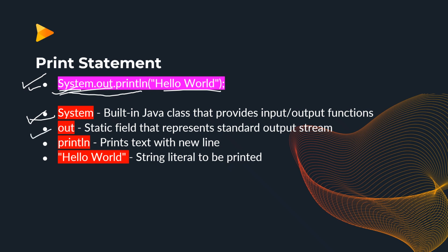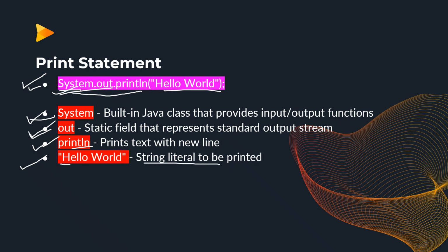After that we have used out. So what is out? It is a static field that represents the standard output stream. Out means output, so it will give the output. And then we have used println, which means that it will print the text with a new line. Whenever we use just print and omit the ln, then our output will be printed on the same line, so no new line will be created. Whenever we use ln, it will print on a new line. After that we have printed the hello world text, and this is a string literal to be printed.